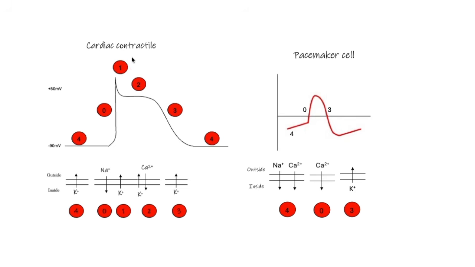This is the phase we see only in contractile cells. And finally, the rapid phase of depolarization is produced by different ions. In contractile cells, phase 0 is caused by sodium moving into the cell, whereas in pacemaker cells, phase 0 is driven primarily by calcium influx.